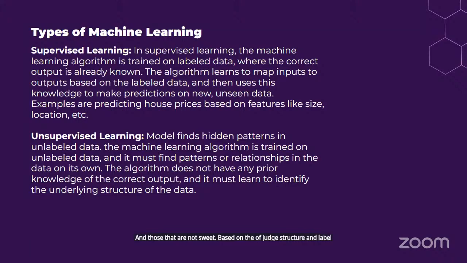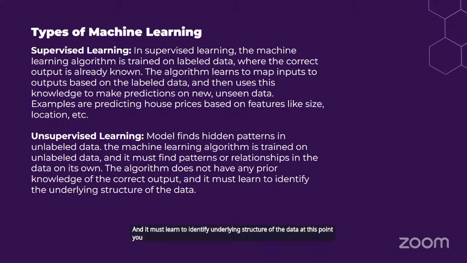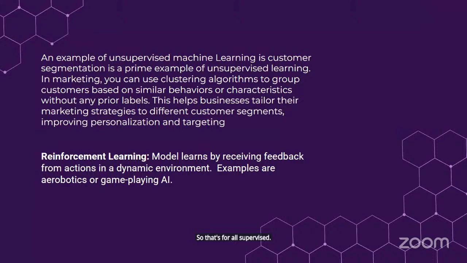So we have unsupervised learning. At this point, the model finds hidden patterns in unlabeled data. The machine learning algorithm is trained on unlabeled data. It must find patterns and relationships in the data on its own. The algorithm does not have any prior knowledge of the correct output, and it must learn to identify the underlying structure of the data. At this point, you are not adding any sort of name. It only gets to recognize things and store them in its memory due to recognition over time. So that's for unsupervised.